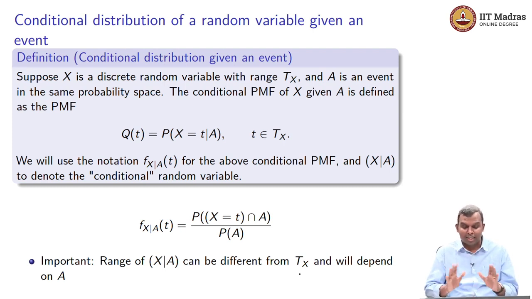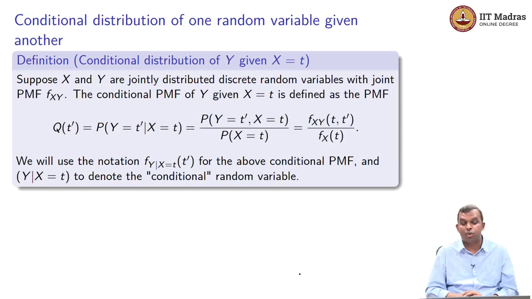This is a general conditioning in terms of an event, but even here pay attention to the fact that the range of X given A can be different from the range of X, because once you condition on A, X may not be able to take many values outside of A. So the range can change. Sometimes people do condition on events, but it's most popular to condition on events defined by another random variable. And that's where the conditional distribution of one random variable given another random variable's value enters the picture.